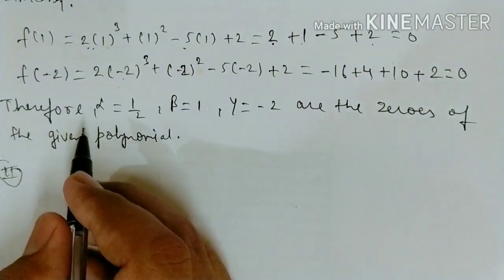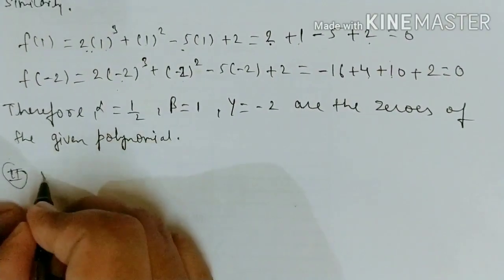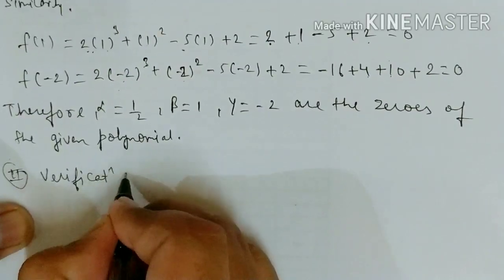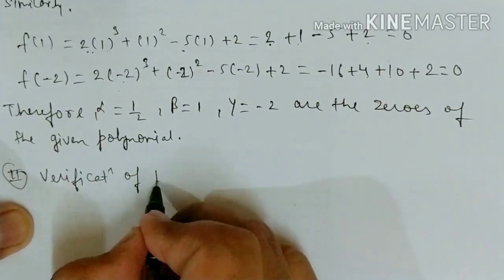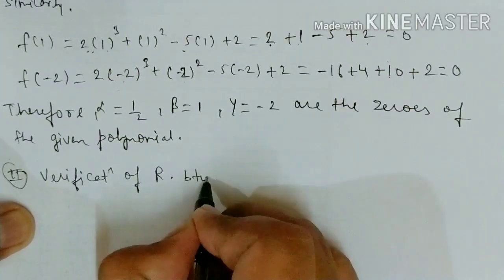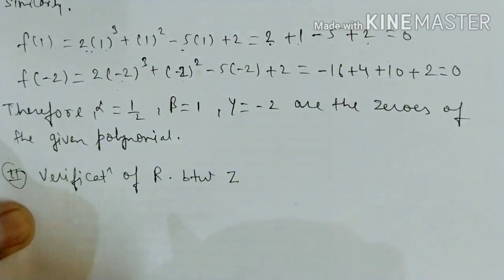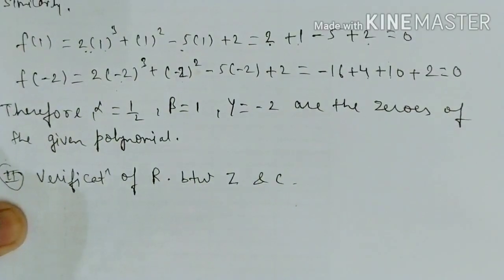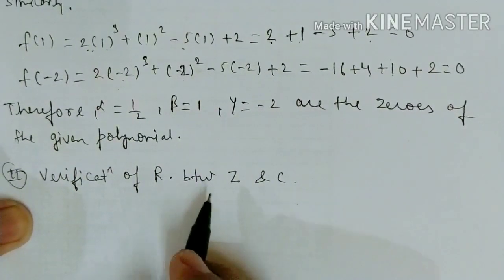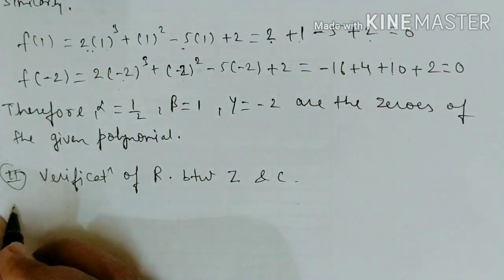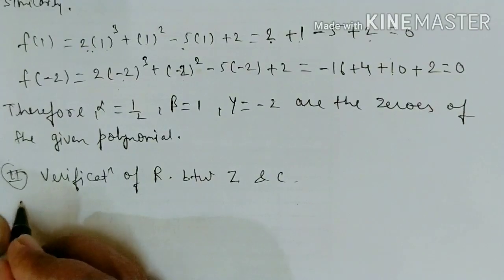Verification of, next one is, make a heading, verification of relationship between zeros and coefficient. Write the complete spelling in your notebook. Clear? I am writing it in short. First, we will be verifying sum of the zeros. What will be verifying? Sum of the zeros.